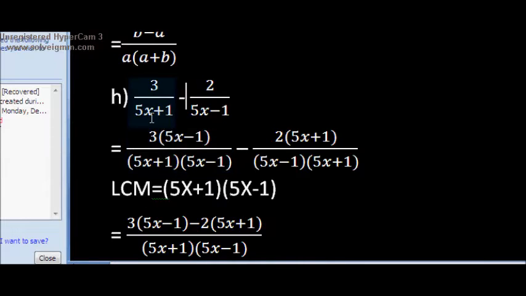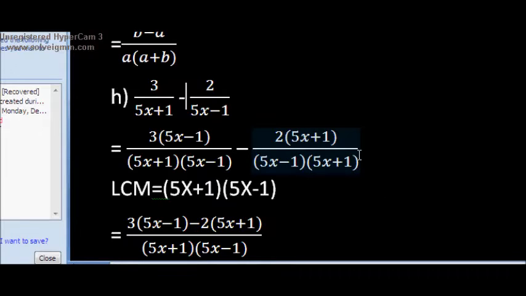Now here in the first fraction, you can see 5x plus 1 is already given, and when you compare 5x plus 1 with the LCM, 5x minus 1 is missing. So you will multiply and divide with 5x minus 1 in the first fraction. And now in the second fraction, you want to change 5x minus 1 into your LCM, and this factor is already given in the LCM. 5x minus 1 is already given, so 5x plus 1 is missing in the second fraction. So you will multiply and divide with 5x plus 1.